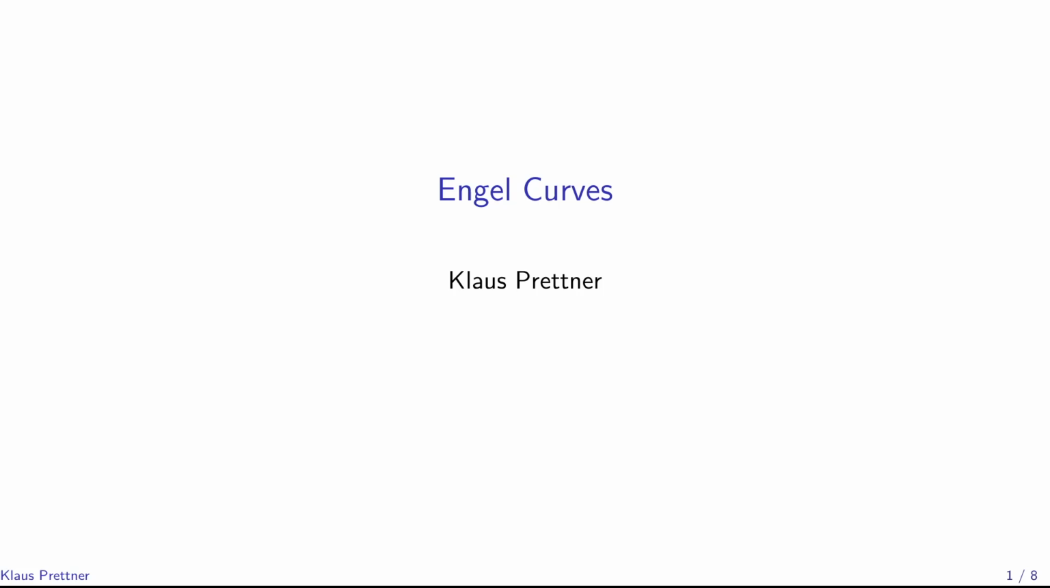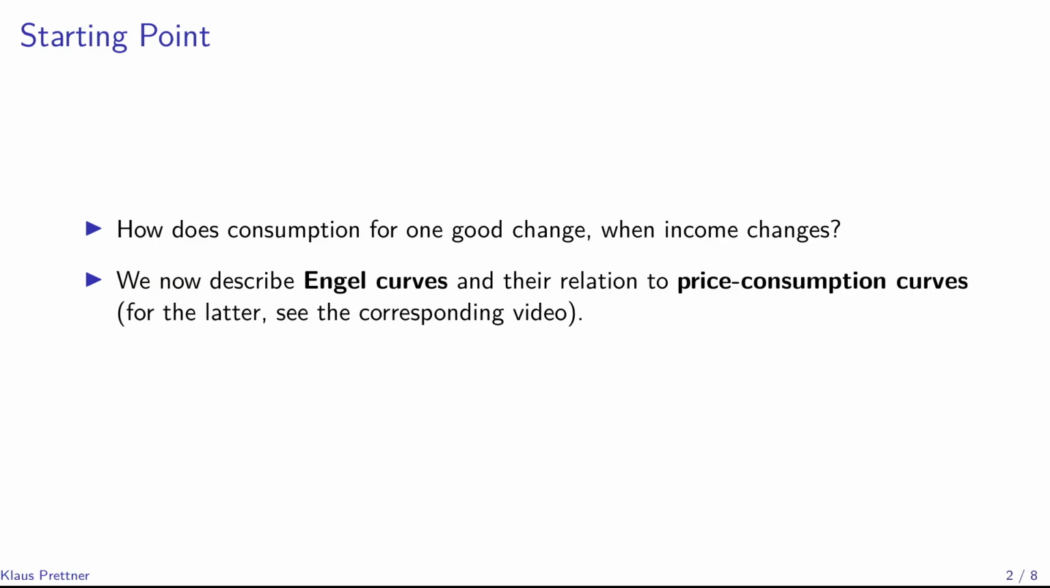This lecture deals with Engel curves, another key concept in microeconomics. Now we ask the question, how does consumption for one good change when income changes? Previously we had studied how consumers adjust their consumption bundles in the case of two goods when income changes, which was analyzed using the income consumption curve.